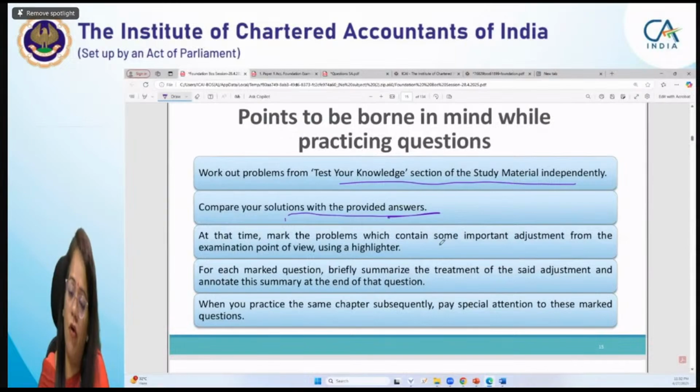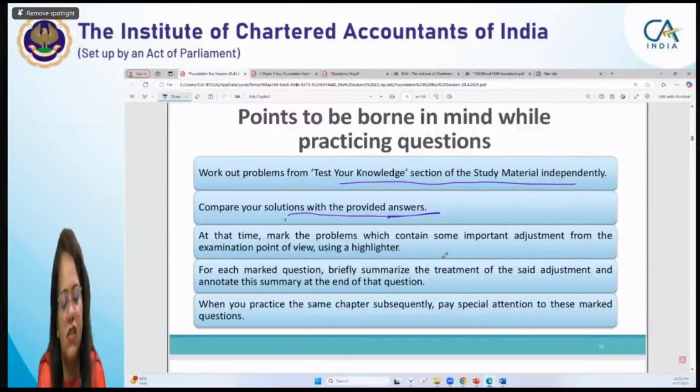See, if you have already gone through the chapter and now start practicing the questions, take TYK, start doing the TYK questions and start doing them yourself. Do not see the solution. And if you are unable to solve the question in between, then see the solution and then solve the question. All right.